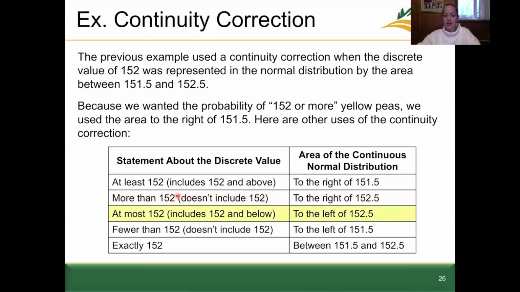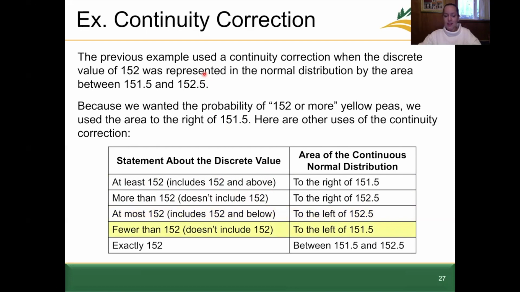What about this wording now? The probability of at most a certain x value. That really means we're including this x value and anything below it. So how do we apply that using table A2 or Excel? Well, we want to find the area to the left of 152.5, so the area to the left of the upper range of our continuity correction.